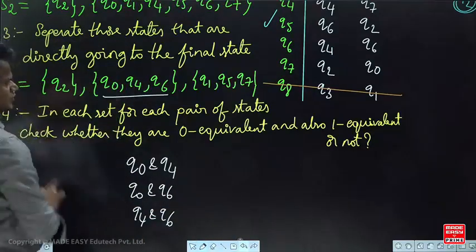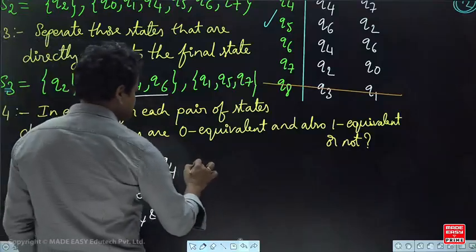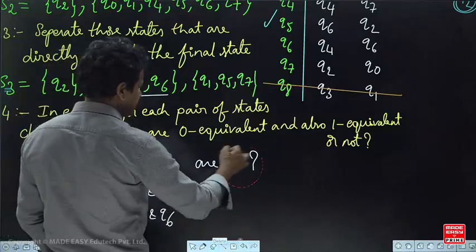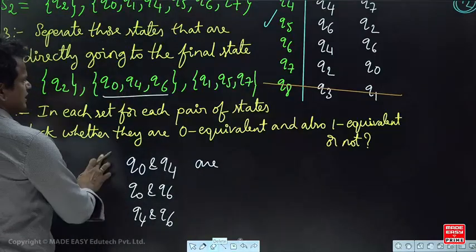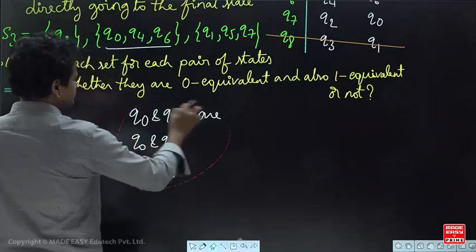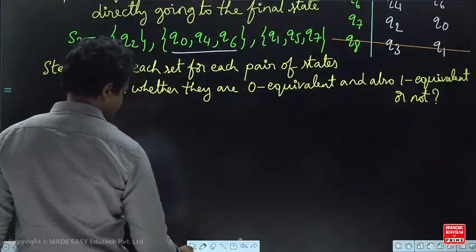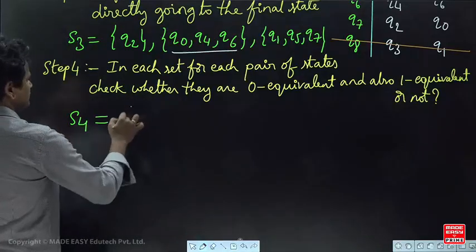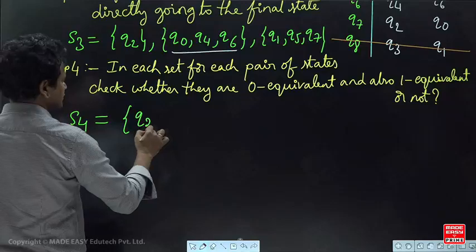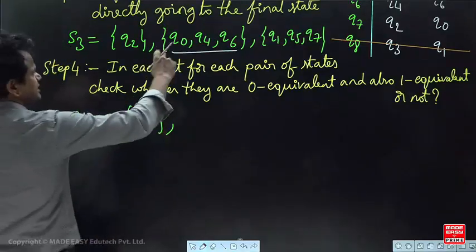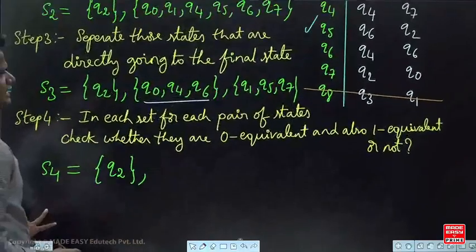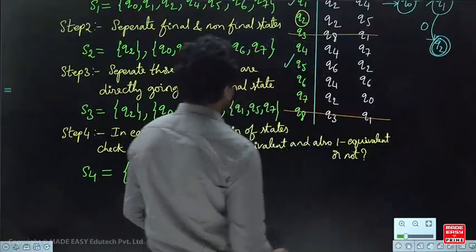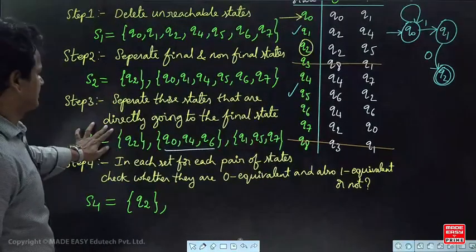Pairwise you check whether they are 0 equivalent and 1 equivalent or not. I am checking Q0 and Q4. How to check Q0, Q4, whether they are 0 equivalent or not? You please concentrate here. Okay, just wait. Q2 is already single, so we cannot separate it further. I am checking Q0 and Q4. Just look at this one. I will reduce this one. Now I am checking Q0 and Q4.